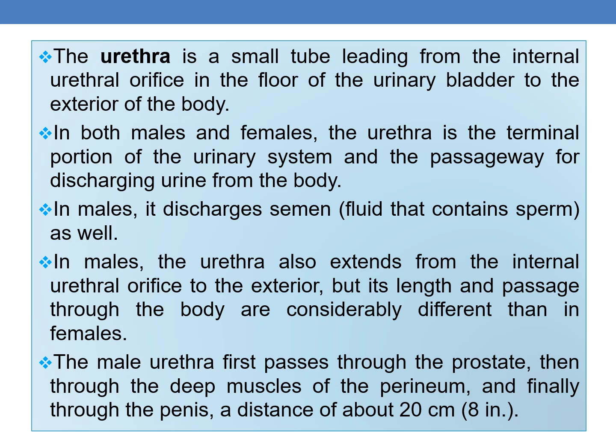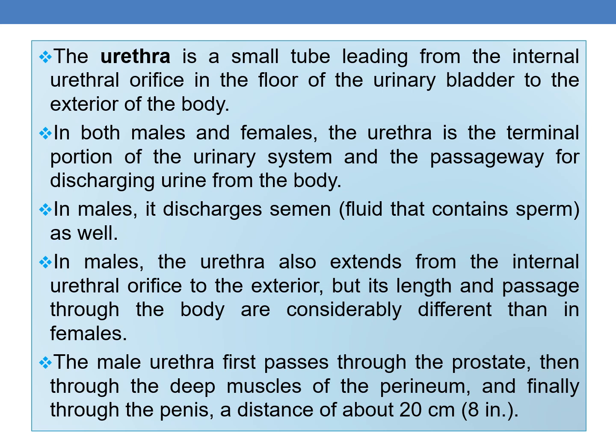Now finally coming to urethra. The urethra is a small tube leading from the internal urethral orifice in the floor of the urinary bladder to the exterior of the body. In both males and females, the urethra is the terminal portion of the urinary system and a passageway for discharging urine from the body. In males, it discharges semen as well.